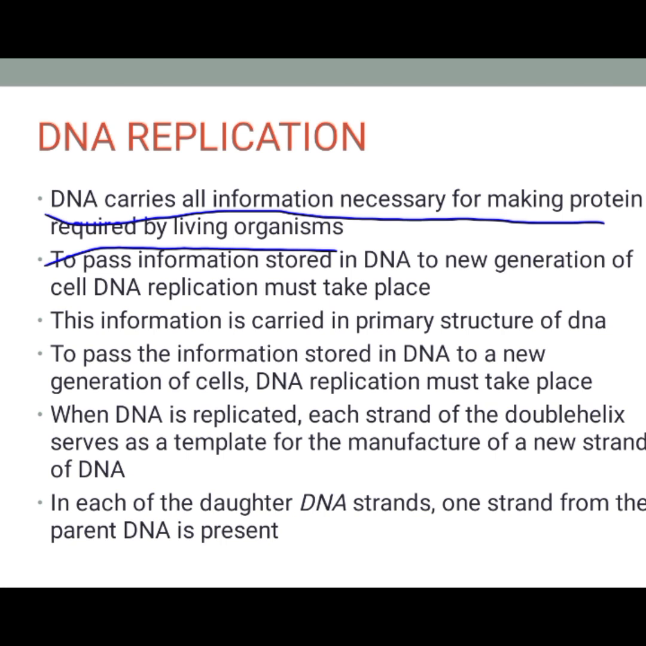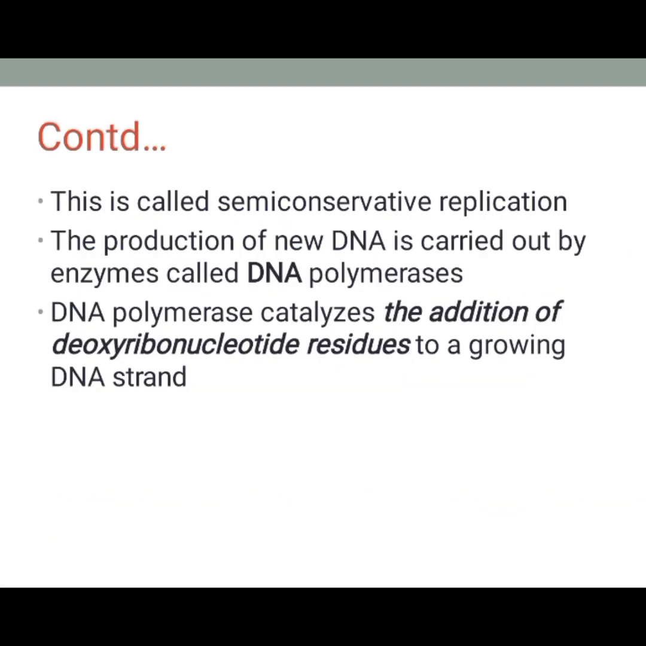So to pass information stored in DNA to a new generation of cells, DNA replication must take place. When DNA is replicated, each strand of the double helix forms a new strand of DNA, which we can see in the image, then you will be clear with this. So a new strand will form, that is known as daughter DNA. So one strand from the parent DNA is present. You can see that. If it forms one new strand, this is called semi-conservative replication.